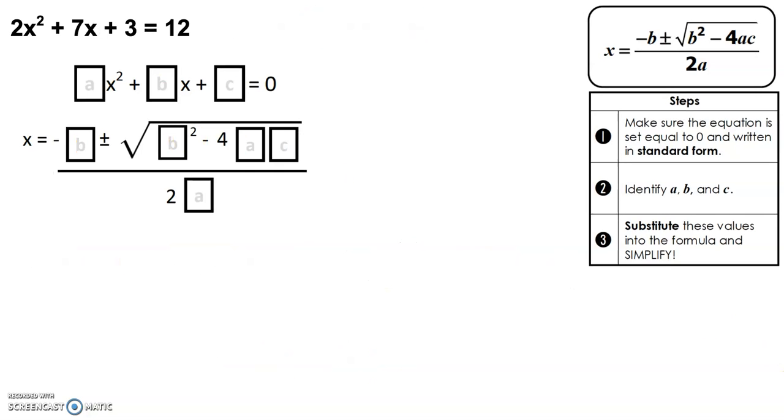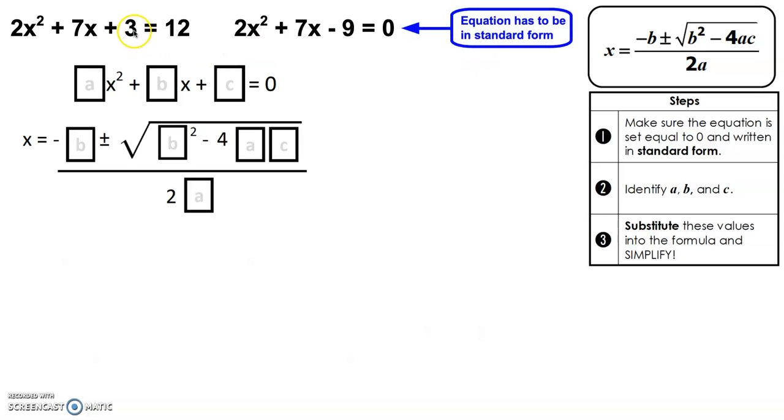All right, our last example here. 2x squared plus 7x plus 3 equals 12. Make sure it's in standard form. So I needed to subtract 12 from both sides, and now I have c is negative 9. b is positive 7, and a is positive 2. Now let's plug in those values.